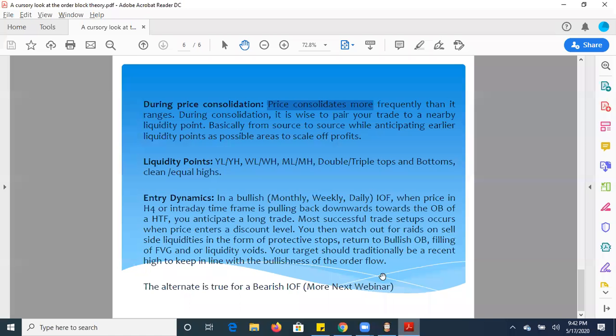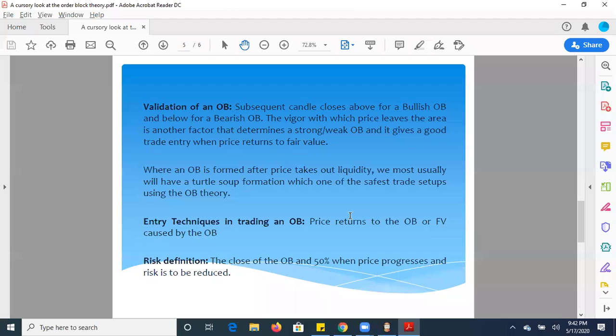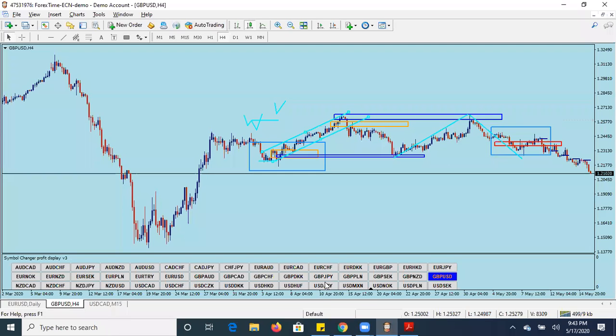Right, so let's go back to our slide. So the entry technique is that when price returns to the order block or a fair value gap caused by the order block, now we are ready to pull our trigger. So say we have an order block.